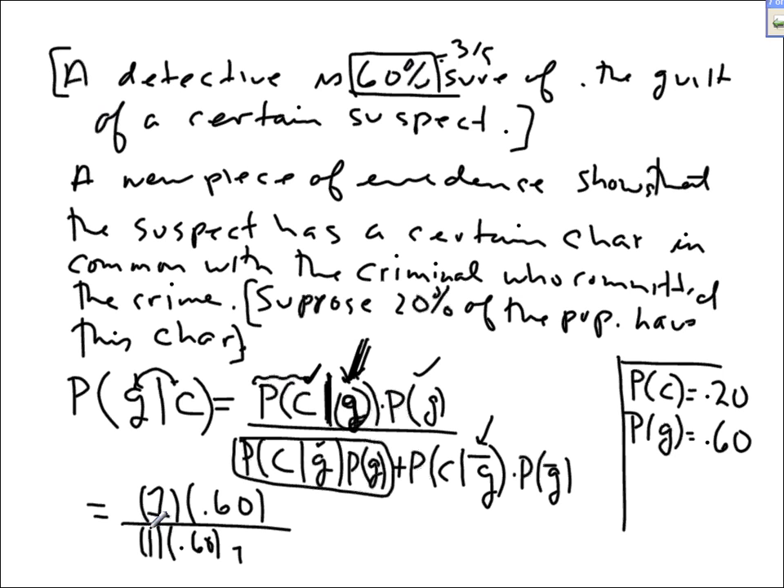Plus, you're not guilty. The probability that you have the characteristic is 20%. Only one person is guilty. Of everyone else in the world, 20% of them have this characteristic. The probability of guilty is 60%. The probability of not guilty is 1 minus 0.6.